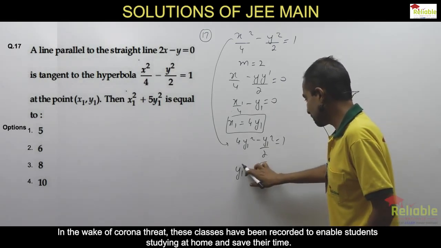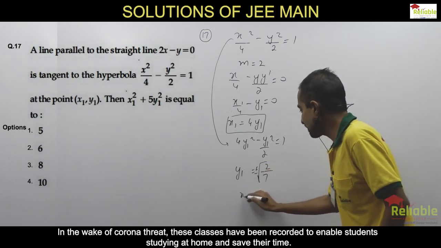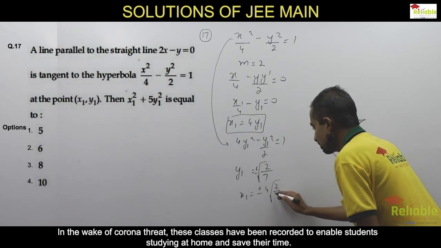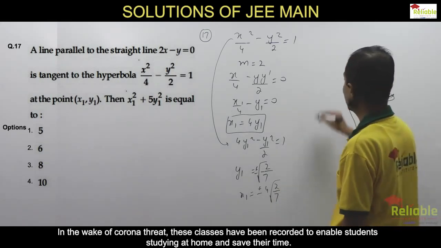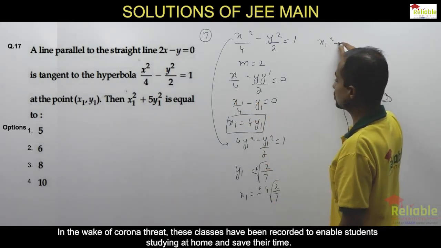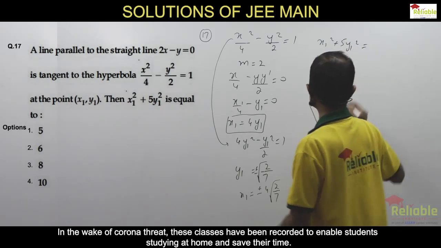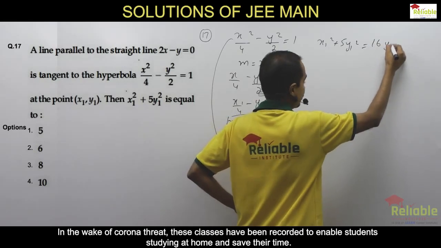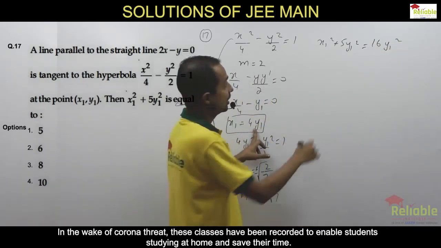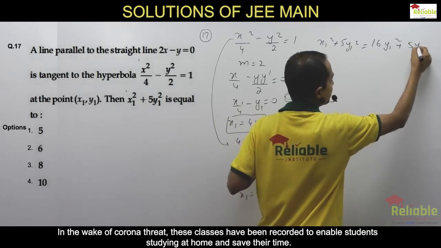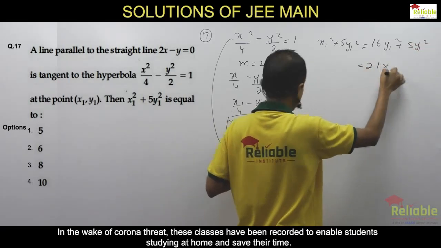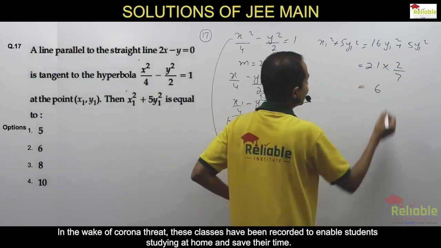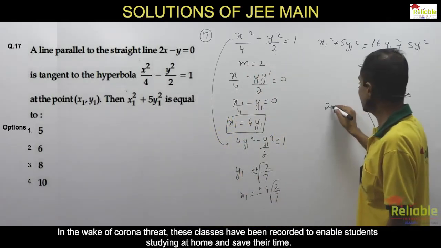So this is your plus or minus, right? Now what is your x1? x1 is 4 times, so plus or minus 4 times root of 2 by 7. Now they are asking us x1 squared plus 5y1 squared. This is just a way of formulating an answer. Now what is x1 squared? 16y1 squared, right? And what is y1 squared? We'll put it later. So 21 into y1 squared. Now y1 squared is 2 by 7. So 3, that is 6. And among the choices, it is the second choice.